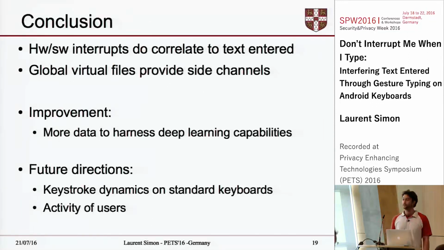So to wrap up, what we did in this work is we tried to show that hardware and software interrupts do correlate to what users type on the device. And more importantly, that global virtual files do enable new side channels. We think we could improve the results if we had more data to train the RNN with. And in terms of future directions, it might be possible to reuse the hardware-software side channel to attack more traditional keyboards. And more generally, it might also be possible to try to infer what people do on their phone using this new side channel.